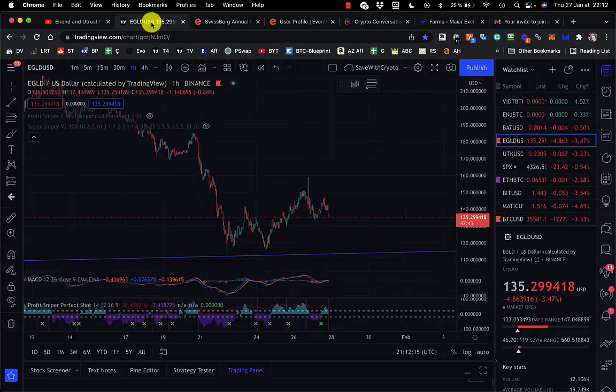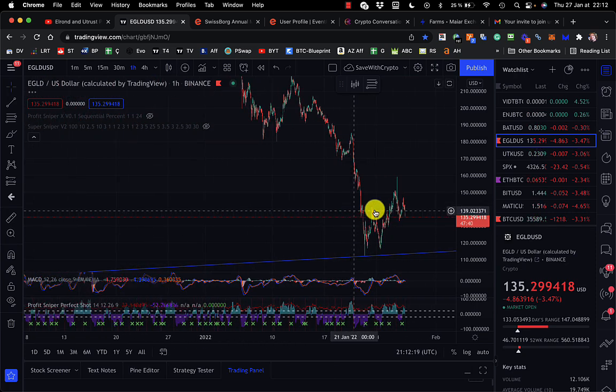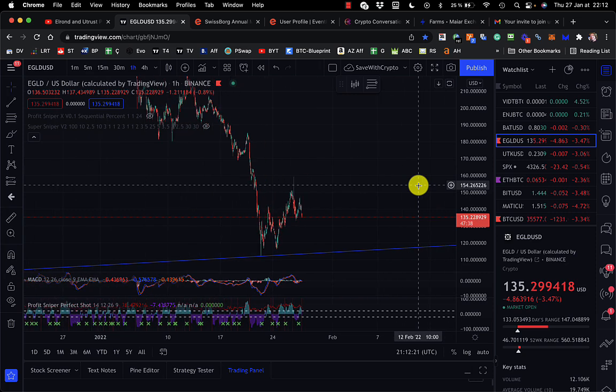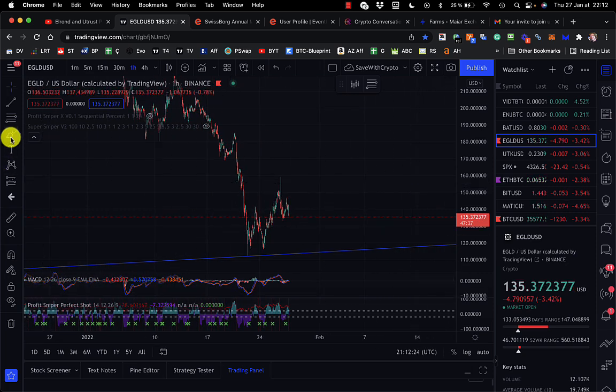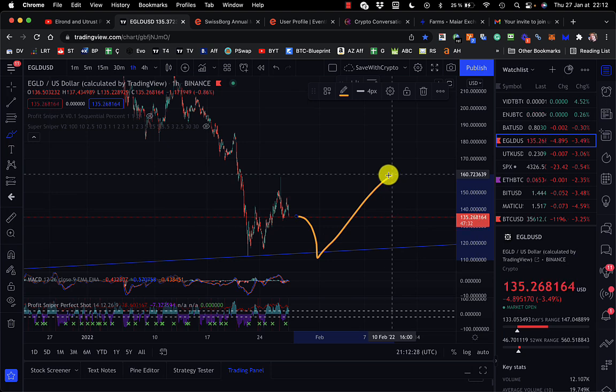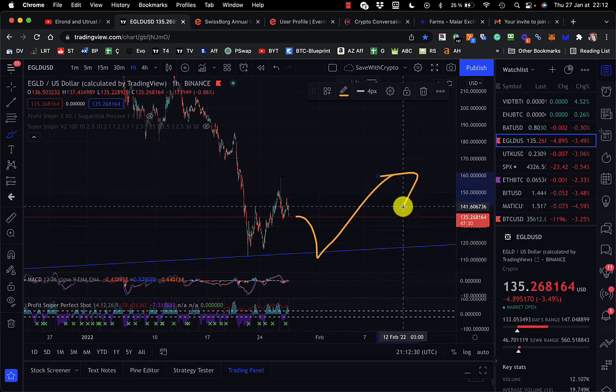Okay, so meanwhile, how's eGold doing? Yeah, pretty rubbish, isn't it? I think it's probably going to come down and maybe test this trend line again and see what happens there. I don't know, hopefully it'll go up. Hopefully it won't go down anymore.